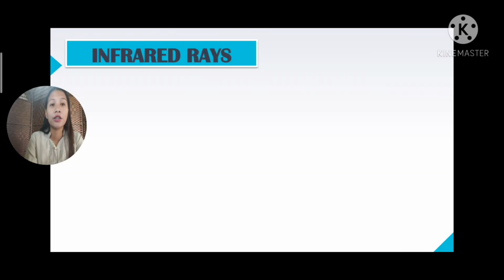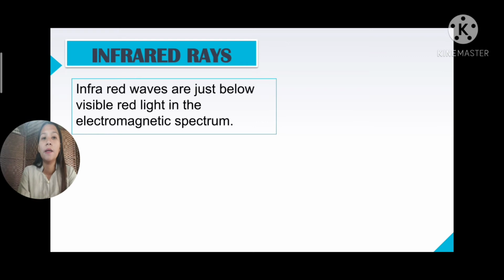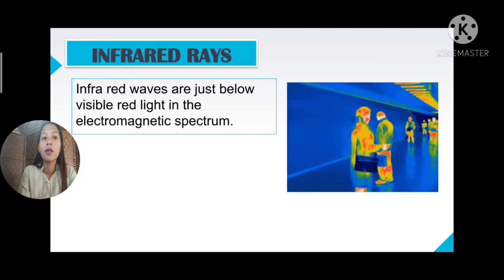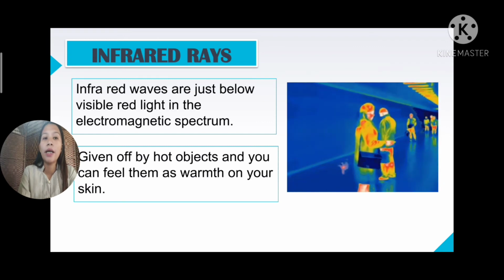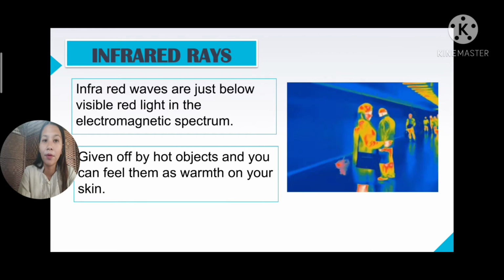Infrared rays, the third type of electromagnetic waves. Infrared waves are just below visible red light in the electromagnetic spectrum. Infra means below. They are given off by hot objects, and you can feel them as warmth on your skin.